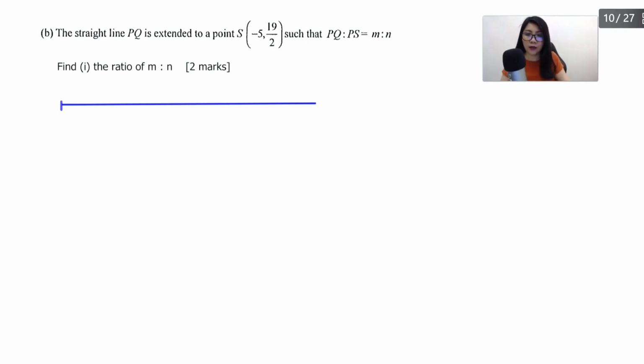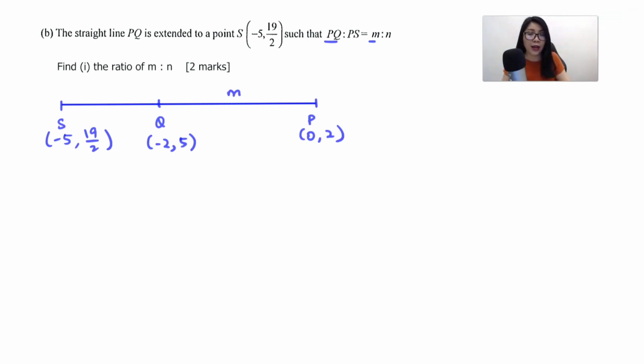So here, this will be S, which is (-5, 19/2). After that, we have Q, which is (-2, 5). And this will be P, which is (0, 2). Then I'm going to mark where M is. PQ is M, but PS is N. So P to S is N, not Q to S. Therefore, this will be N minus M.